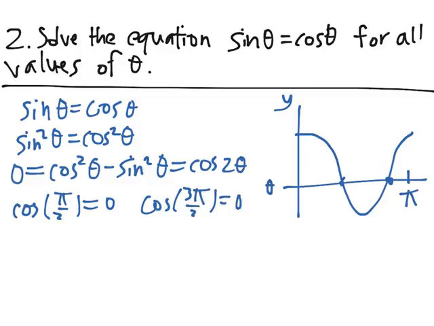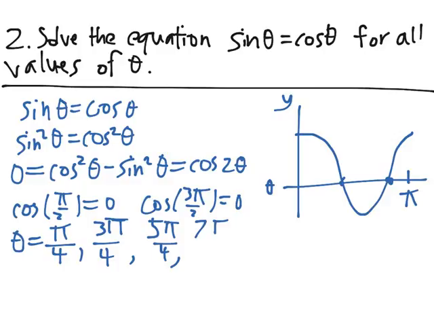Now divide each of these angles by 2, and we'll figure out which values of theta solve the equation 0 equals cosine of 2 theta. So theta is pi over 2 divided by 2, which is pi over 4, or 3 pi over 2 divided by 2, which is 3 pi over 4. Since the period of cosine 2 theta is pi instead of 2 pi, to find the values of theta between 0 and 2 pi, we can add pi to each of these. This gives us 5 pi over 4 and 7 pi over 4 as 2 more solutions.